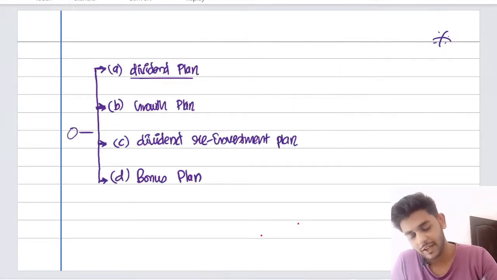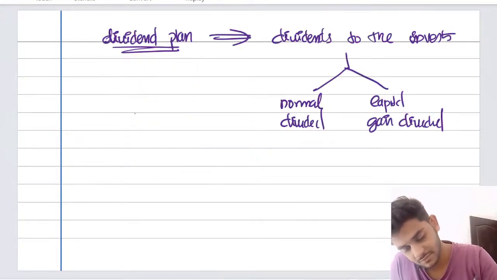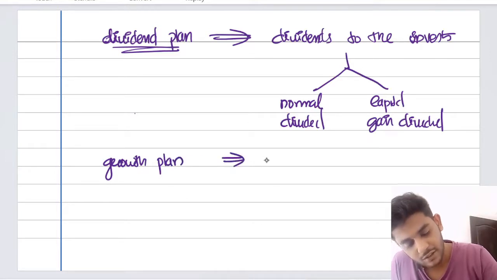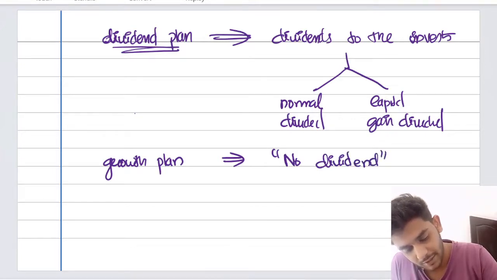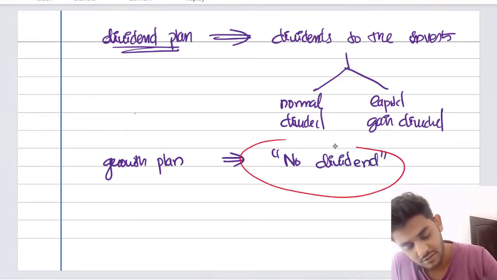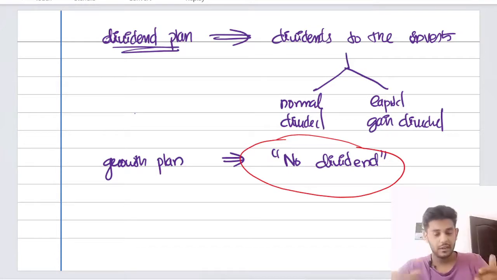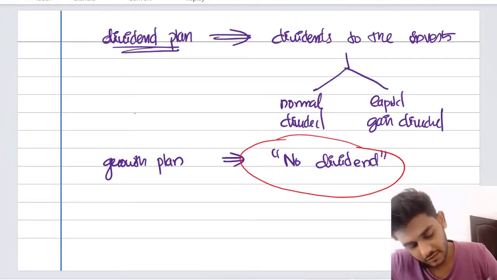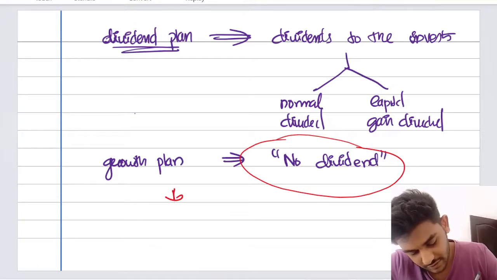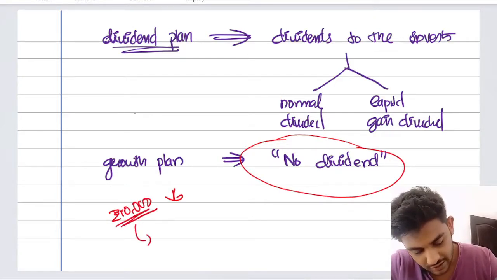And the next one is the growth plan. In the growth plan, there is no dividend. There is no concept of dividend in the growth plan. So why is it so? Then how will the investor get a return? What will be his incentive to invest in that mutual fund? It is simple. Imagine you are investing 10,000 rupees, and by this you are getting 1,000 units of a mutual fund.